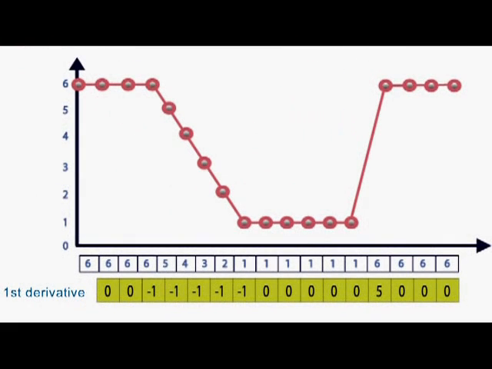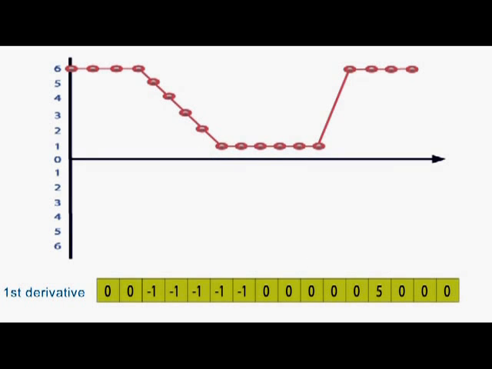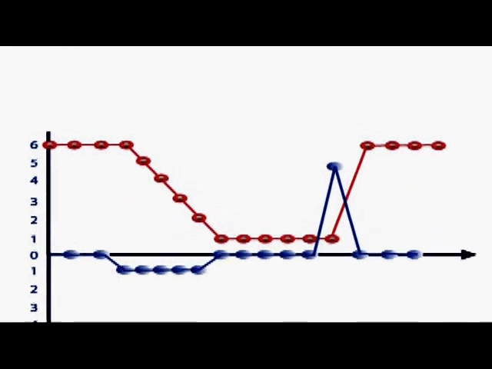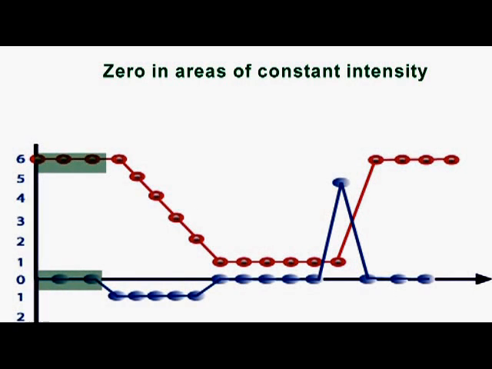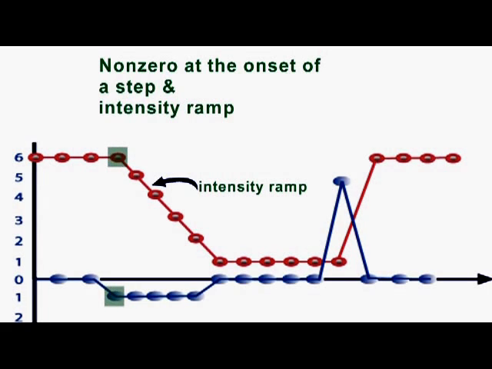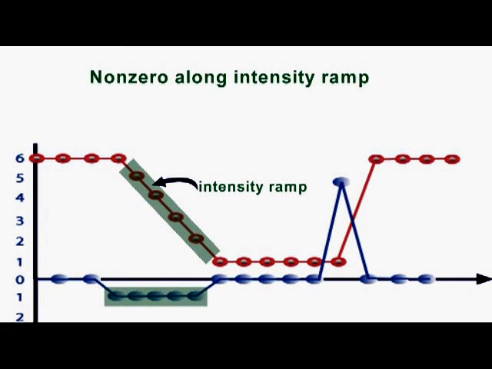Result of the first derivative. Let's draw the first derivative. Notice the first derivative properties. 0 in areas of constant intensity. Non-zero at the onset of a step and intensity ramp. Non-zero along the intensity ramp.